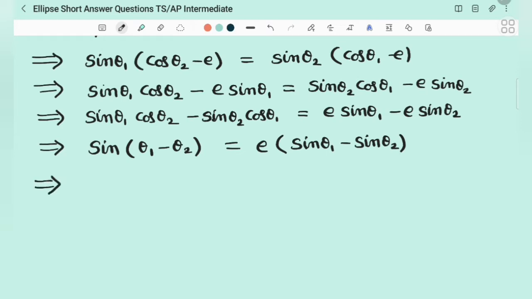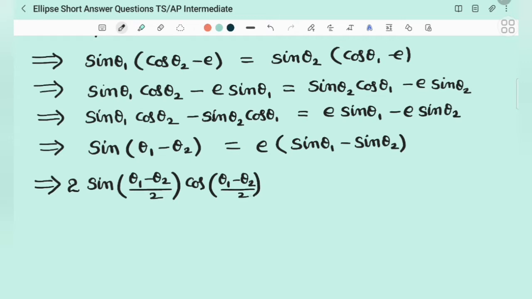That implies, here we have the formula. Sin A definition means in terms of multiples and submultiples of angles in trigonometry. Sin A can be written as 2 sin A by 2 cos A by 2. So similarly, sin of theta 1 minus theta 2 can be written as 2 sin theta 1 minus theta 2 divided by 2 into cos theta 1 minus theta 2 divided by 2. So this is equal to E into, this bracket value is in the form of sin C minus sin D. Sin C minus sin D formula, 2 cos C plus D by 2 into sin C minus D by 2.